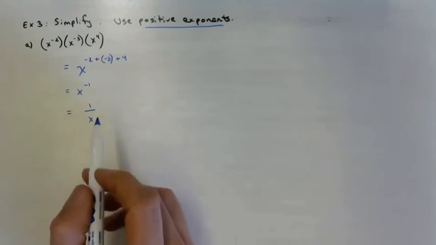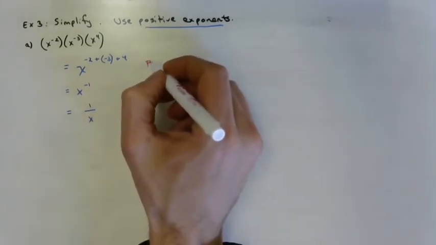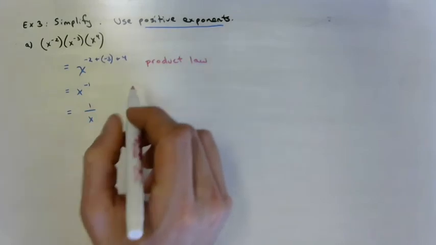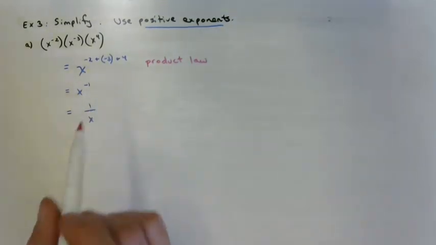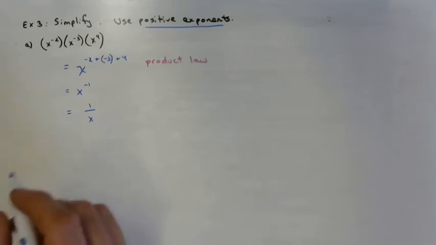Okay? So what did we use? What law did we use here? The negative exponent law. Product law here. And then I don't even know the name of this thing. It's just how you deal with negative exponents. All right.